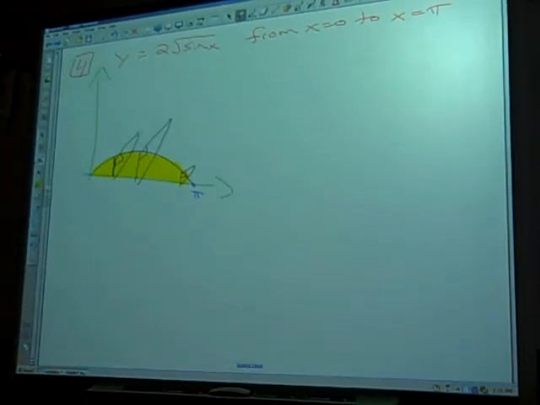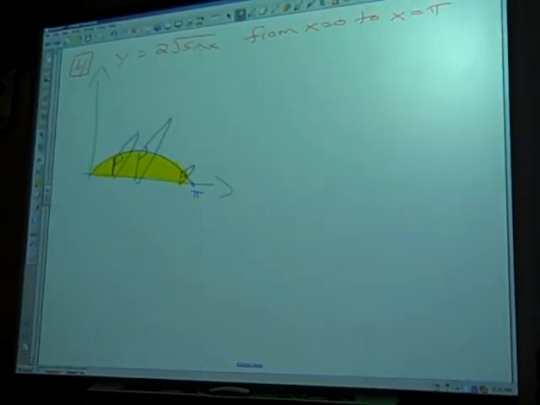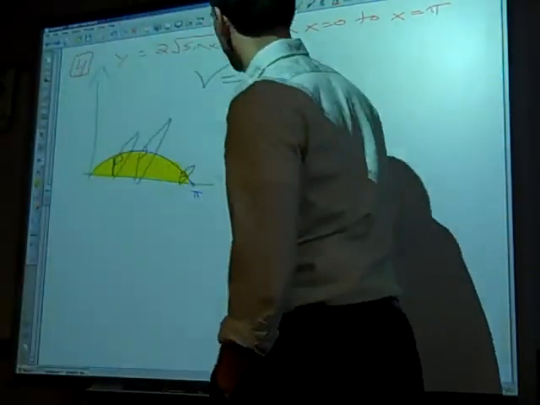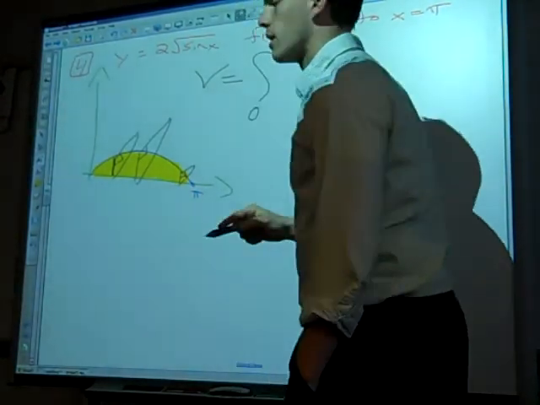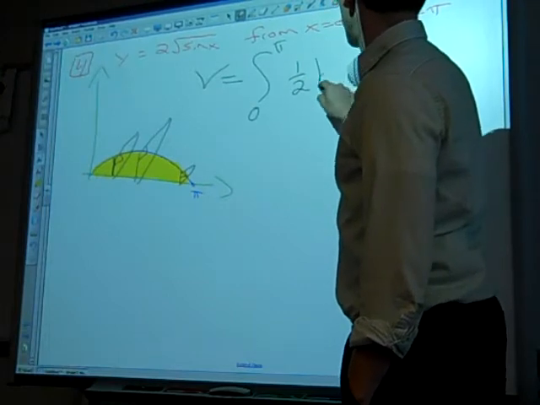Okay. So what's the area that we're sliding now? One half base times height, right? Area of the triangle. So the volume is the integral from what to what? Is it a dx or dy integral? A dx integral of 1/2 base times height.